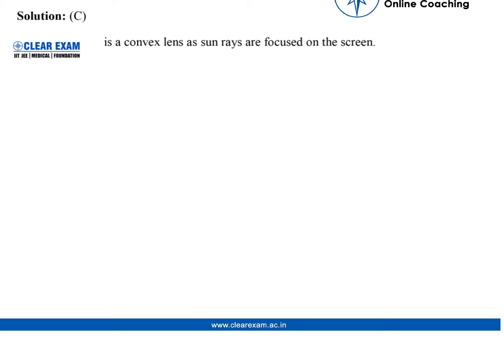The correct answer is, sorry, convex lens. As sun rays are focused on the screen, they are converging at a point. So this is the property of a convex lens. That's why option C. And why only option C? Because in C, along with the convex lens, it is also mentioned the focal length of 20 centimeter.